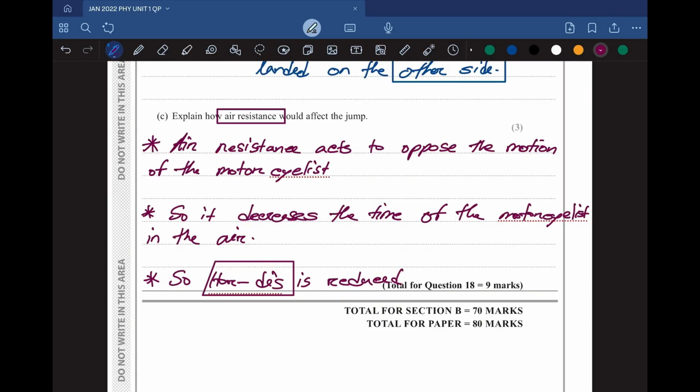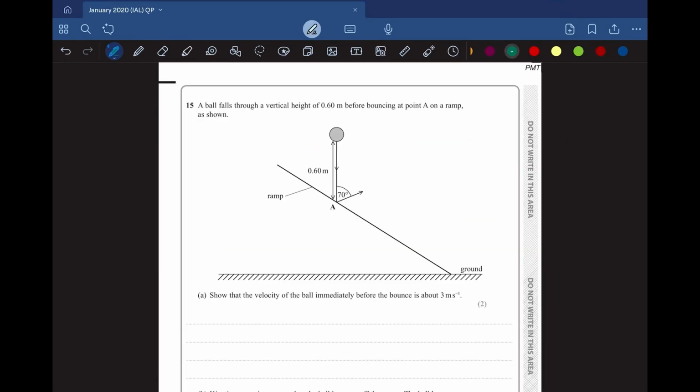Now let's move on to the next question. All right, so now let's solve another typical projectile motion question. It says a ball falls through a vertical height of 0.60 meter before bouncing at point A on a ramp, as shown. So it is 0.60 meter above the ramp. Show that the velocity of the ball immediately before the bounce is about 3 meter per second.